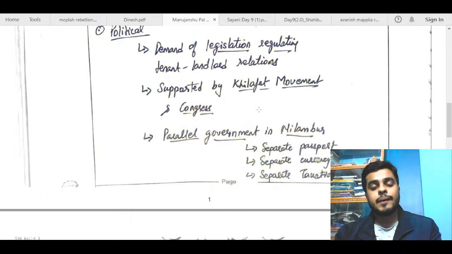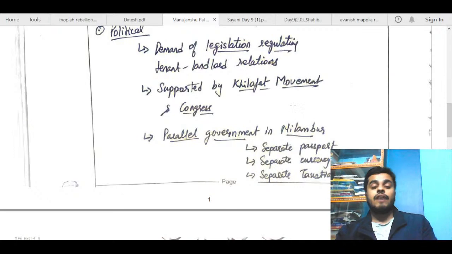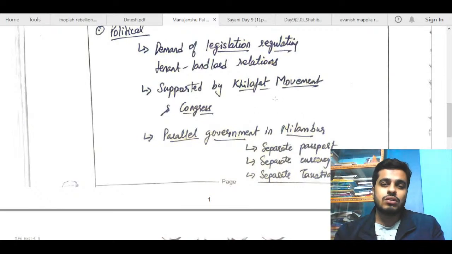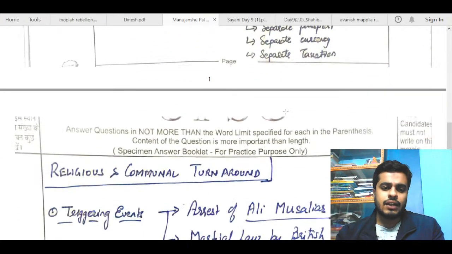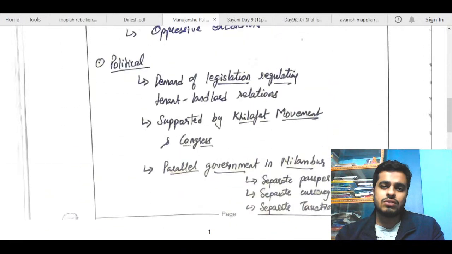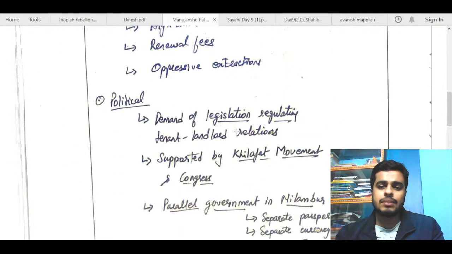And next, you can talk about the immediate cause, the action of the DM of Eranad, like the firing and all in mosques. That was one of the important immediate causes for this movement, so you can mention that. After that, it will be fine. I think for the political causes, also try to explain a bit, for example, this demand of legislation regulating tenant-landlord relations.